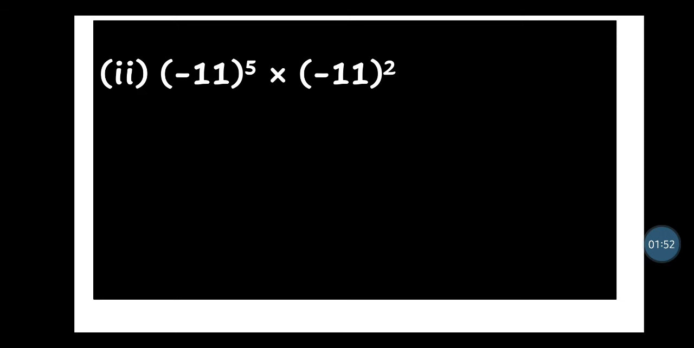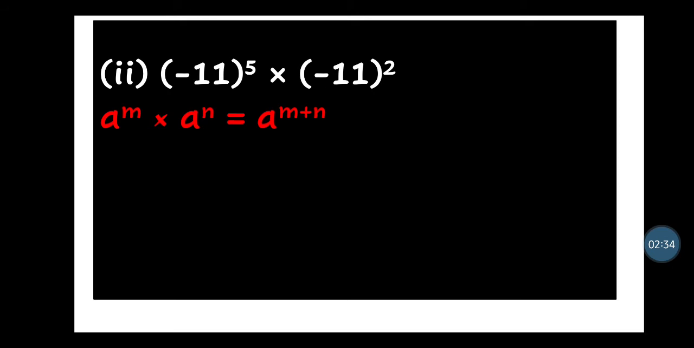Next question. Minus 11 raised to 5 into minus 11 raised to 2. Here the bases are same, operation used is multiplication. So whenever base is same and operation used is multiplication, you need to add up the index. So the rule over here we will be using is a raised to m into a raised to n is equal to a raised to m plus n. Our a is minus 11, m is 5, n is 2.